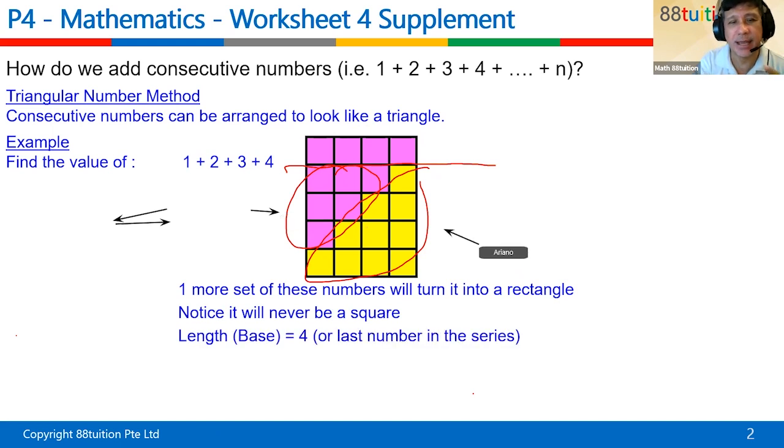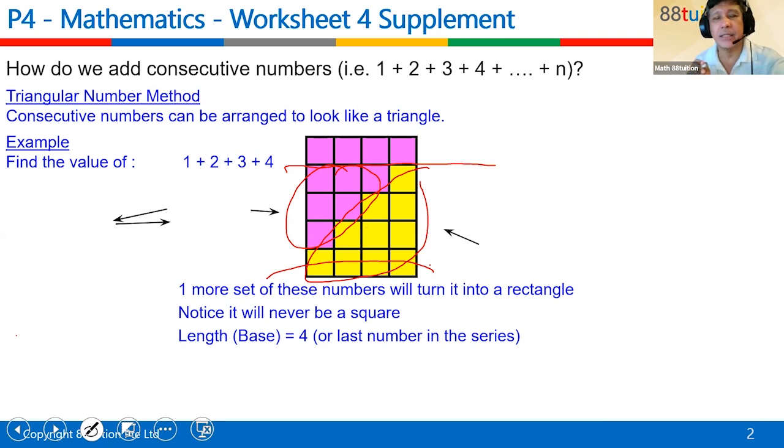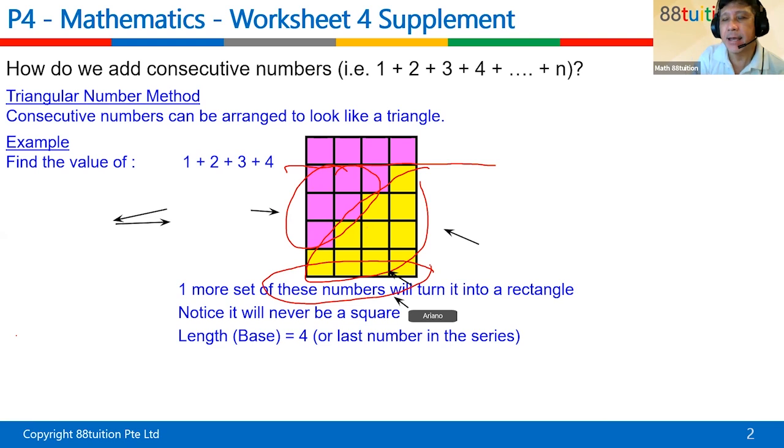Okay, it's never a square. Now, what is the length of the square? The length of the square is the horizontal line. Okay, the horizontal line over here. And if you count the number of squares, it is 4 squares. Otherwise, if I want to call it a triangle, that is actually known as a base of a triangle. The bottom of the triangle is the base.